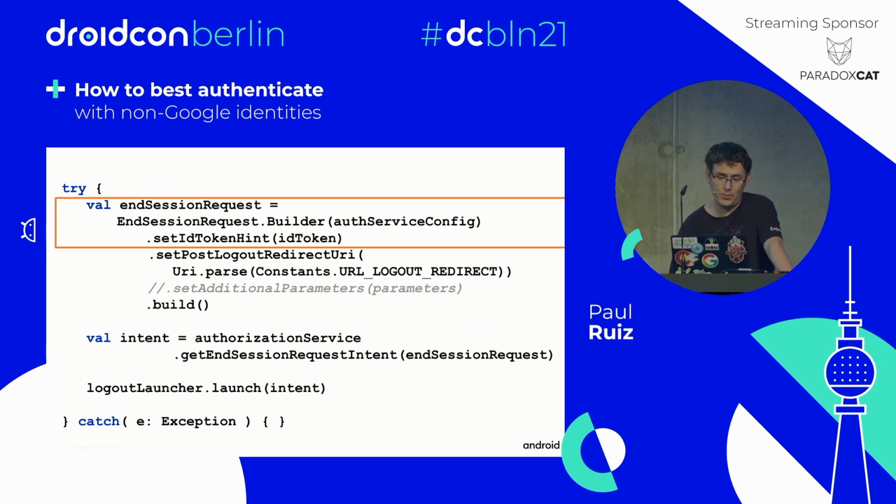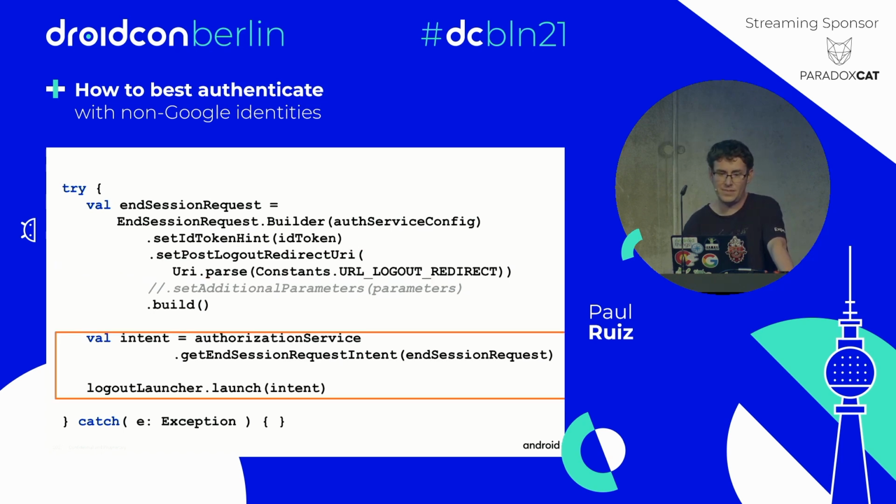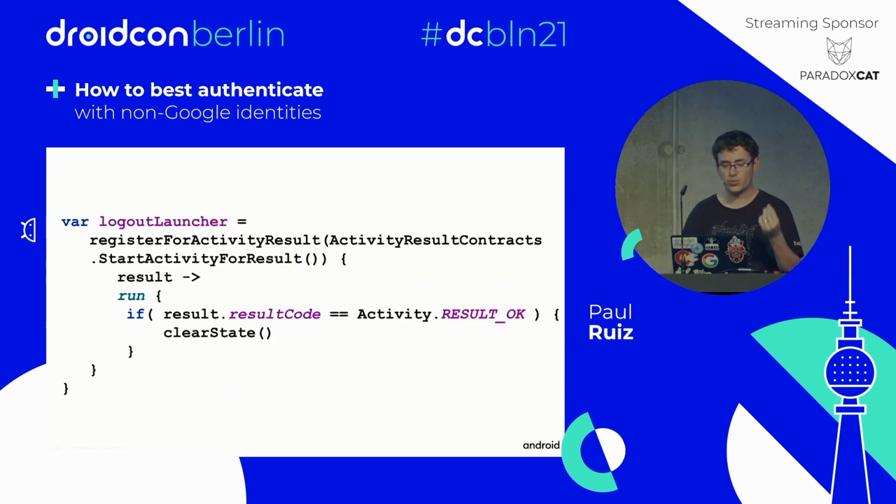And then finally, once the user is done with our app and they're ready to log out, we can create a new end session request using the user's ID token, as well as a redirect URL that's going to be used specifically for handling the case that the user is logging out. So with all that put together, we'll launch our end session request intent that's created through the authorization service. And then that redirect URI will get caught just like our initial authorization redirect, and then handled accordingly.